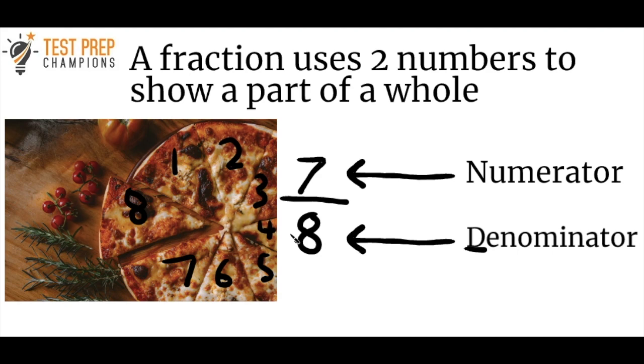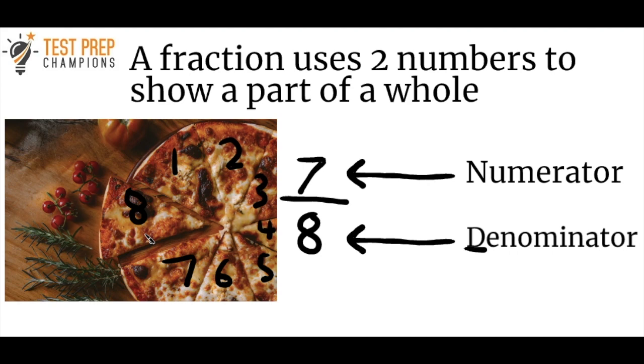So what is the denominator and what is the numerator and what do they mean? Well, the denominator tells you how many equal parts there are in the whole. And the numerator tells you how many parts of the whole you're working with. So for example, let's look at this pizza here. If you count these up, you'll see that there are 8 slices in this pizza. So let's assume that these slices are all equal in size. So the whole pizza has 8 parts to it.